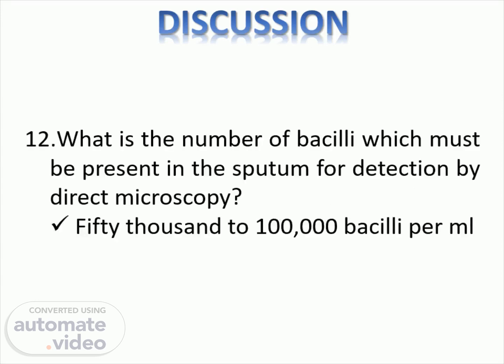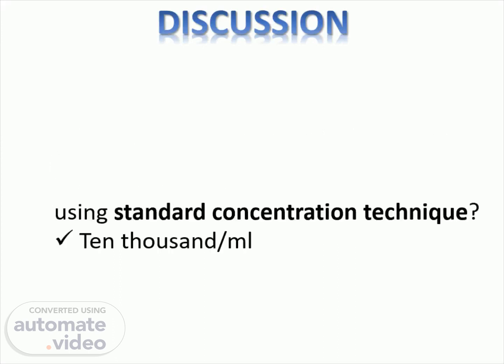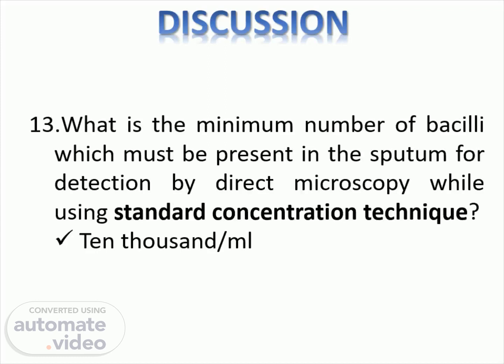What is the number of bacilli which must be present in the sputum for detection by direct microscopy? 50,000 to 100,000 bacilli per milliliter. What is the minimum number of bacilli which must be present in the sputum for detection by direct microscopy while using standard concentration technique? 10,000 per milliliter.